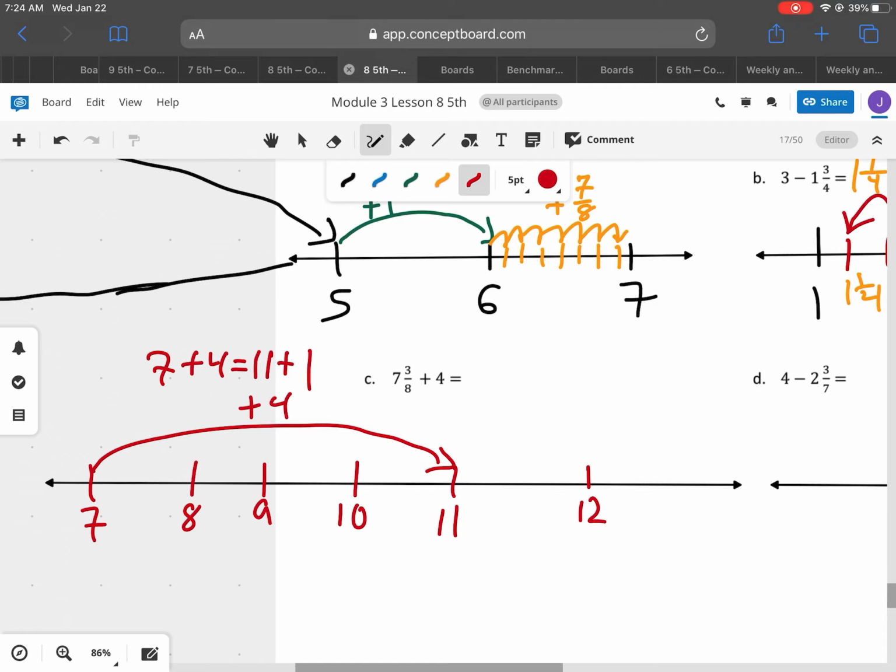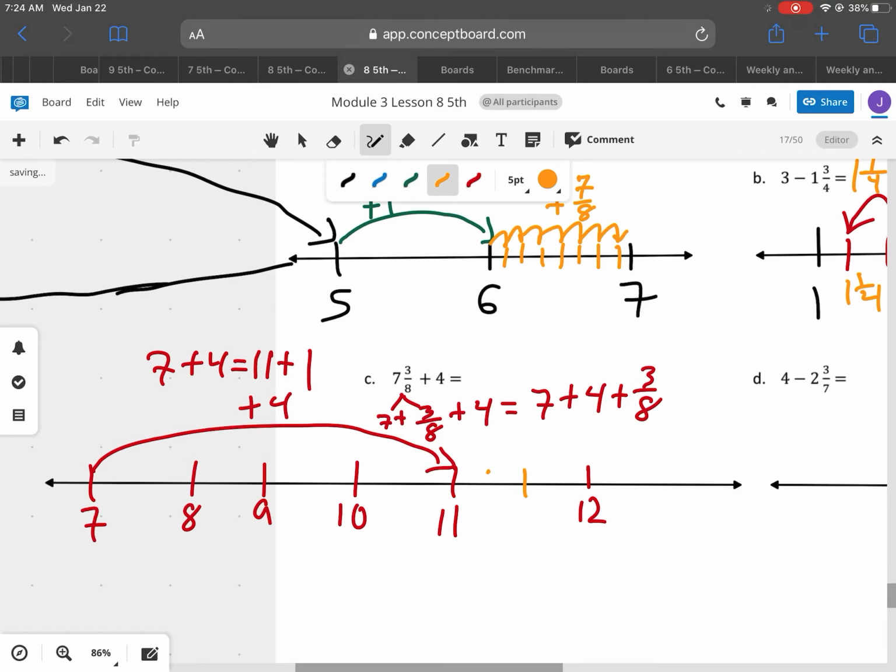Okay, you might be going, wait, it's 7 and 3/8. You're right, it's 7 and 3/8. But watch what happens if I decompose this again to 7 plus 3/8 plus 4. I can change that to 7 plus 4 plus 3/8. And that's basically what I'm doing here. I'm adding the 4 to the 7, and then I'm adding the 3/8.